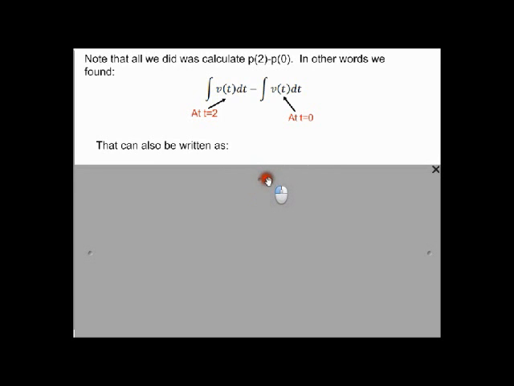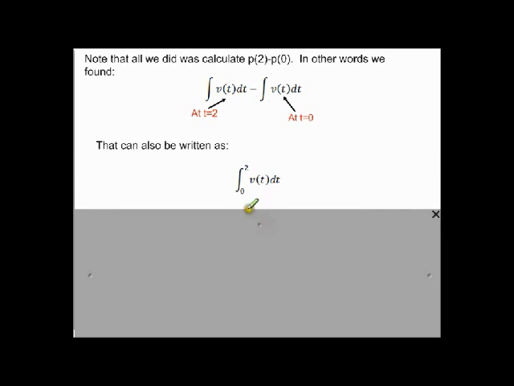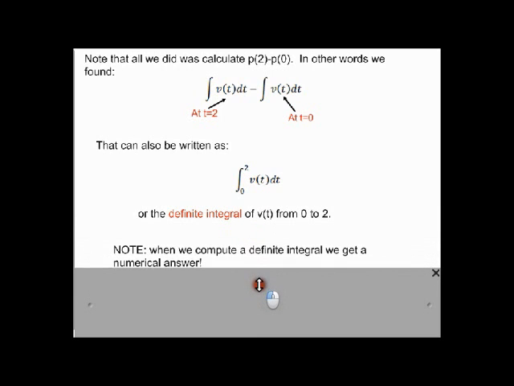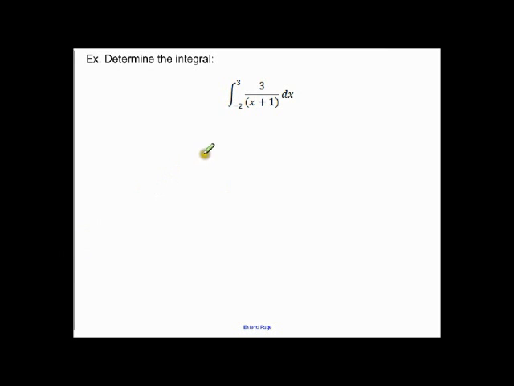So another way to write this, a little bit more compact, is the integral from 0 to 2 of the velocity. Okay? And this is called the definite integral from 0 to 2. Note that when we compute a definite integral, we get a numerical answer, whereas before we would get a function as our answer. Okay? Alright, so let's put this into practice, and I'll show you some notation that we use along the way.